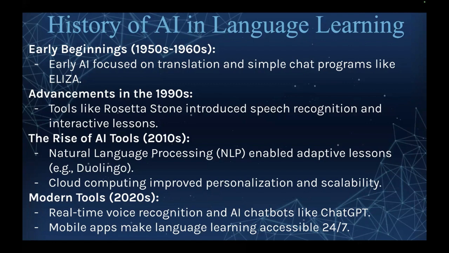And then cloud computing, which is pretty much processing a lot of data outside of your phone or device at their own data plant, improved personalization and scalability. So it made it quicker to load for you. And then modern tools, which is what we have now in the 2020s here, is real-time voice recognition and AI chatbots like ChatGPT, and mobile apps that make language learning accessible 24/7.